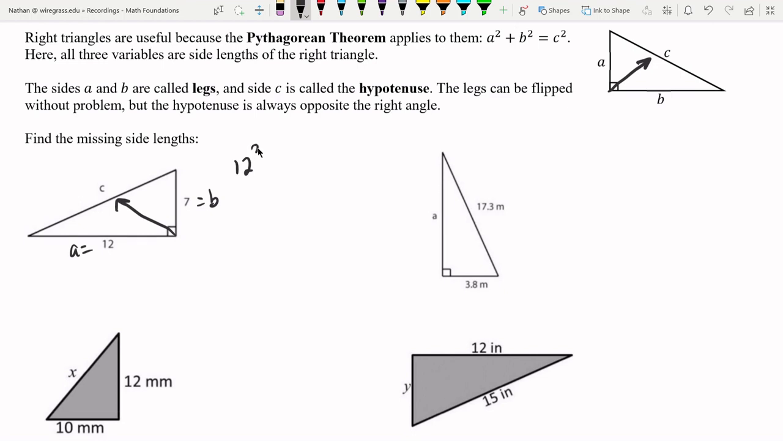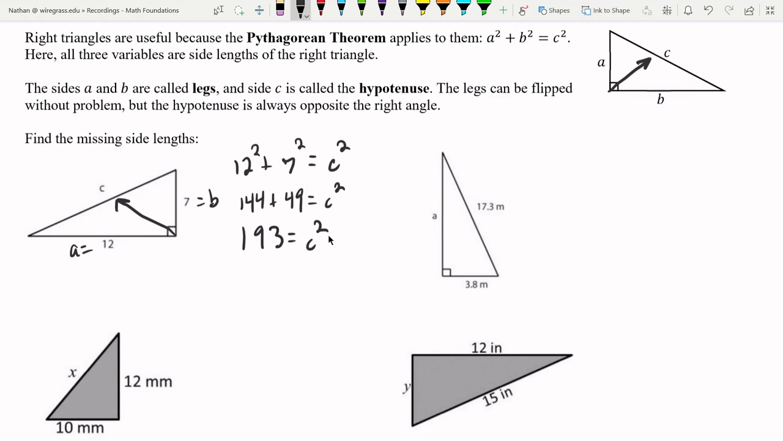So A is 12, so 12 squared plus B, which is 7 squared, equals C squared. We have 144 plus 49, which gives us 193. And we're asking the question, what squared is 193?